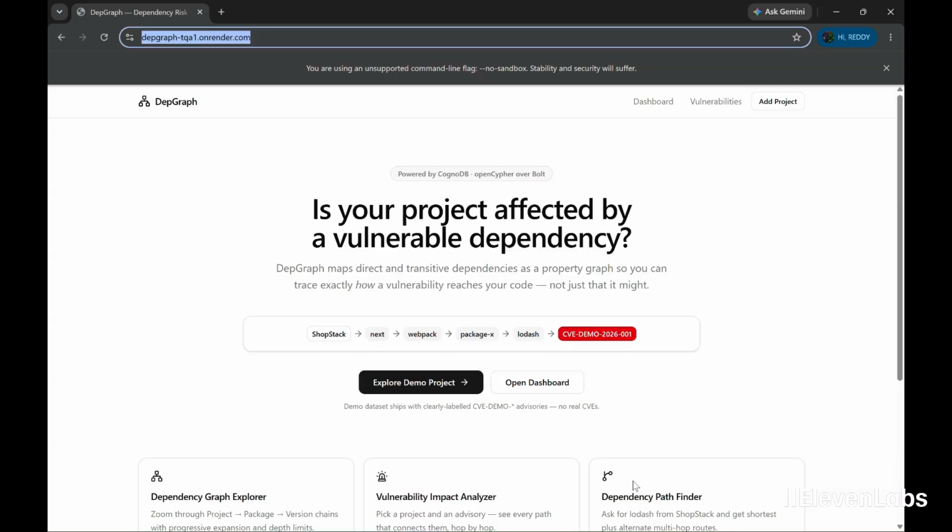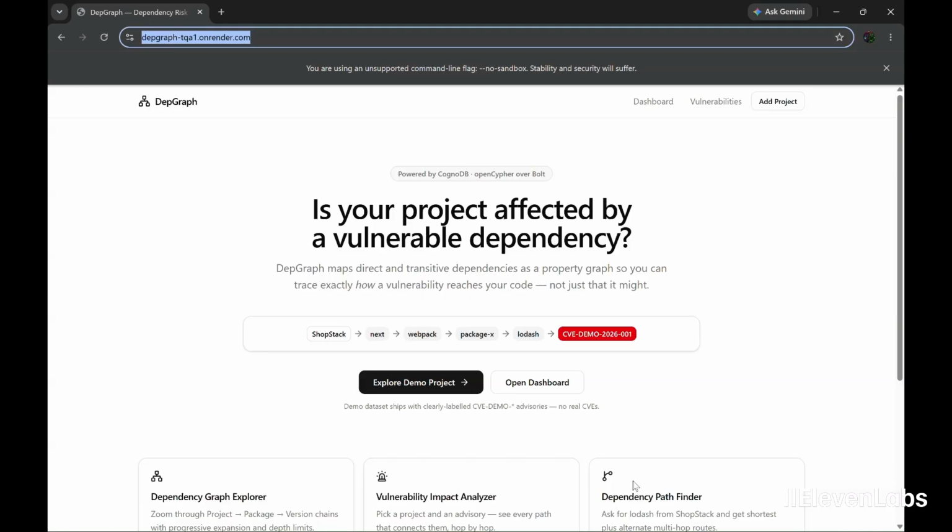Meet DepGraph, an open-source dependency risk graph designed to help developers understand how vulnerabilities propagate through software dependencies. Instead of simply telling us that a package is vulnerable, DepGraph helps answer a more important question. How does that vulnerability actually reach our project?